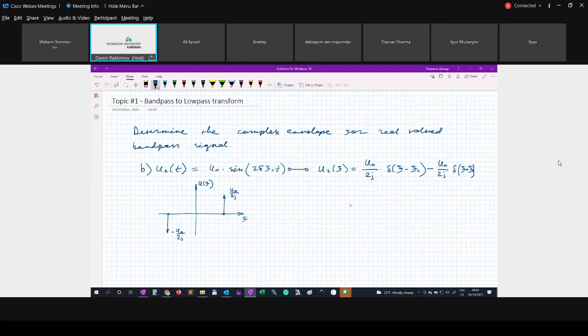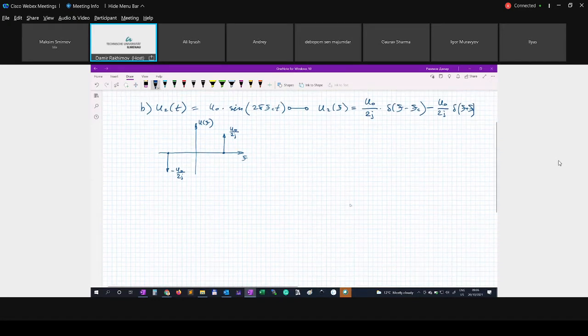Okay, fine. And now let's try to perform our transformation from the band pass range to the low pass range. What we actually do is very simple steps. The first step that we do in order to perform a band pass low pass transformation: you cut all negative frequencies. You just remove them completely.